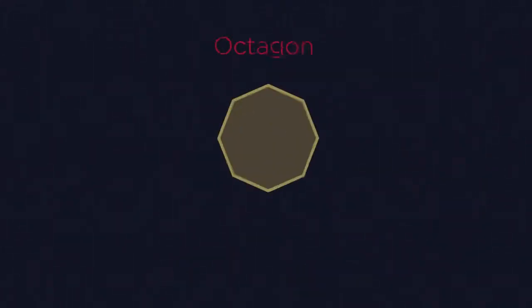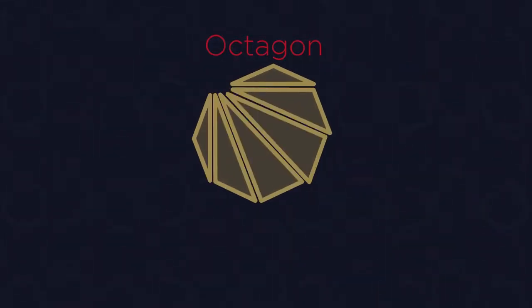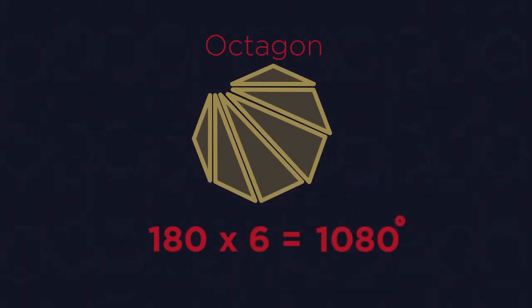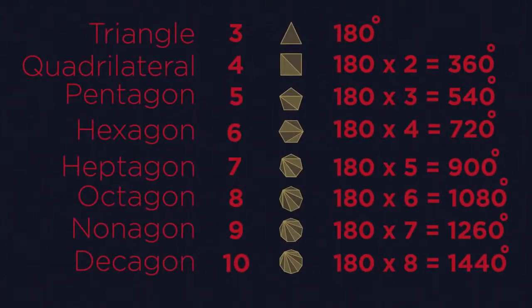What do you think the angles in an octagon add up to? Pause the video and work it out. Octagons split into 6 triangles, and so 6 times 180 means there are 1080 degrees in all octagons. For any polygon, there are always 2 less triangles than there are numbers of sides. So 5 sides times 3, 6 sides times 4.